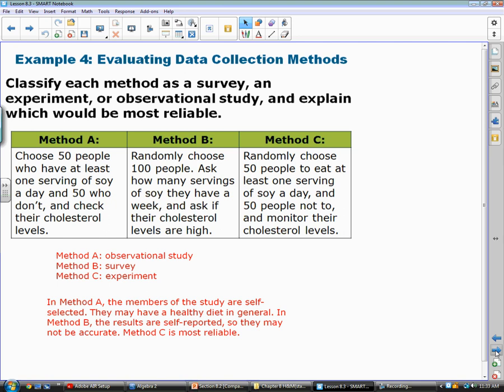So when I'm looking here, it says in method A, the members of the study are self-selected, and they have a healthy diet in general. In method B, the results are self-reported, so it may not be very accurate. And in method C, we're controlling everything. We're randomly putting people there, giving them exactly what they're supposed to eat a day, and then we observe how it affects the whole population. So that's why they said C was the most reliable. Is that what you guys said? Any arguments on that? No.